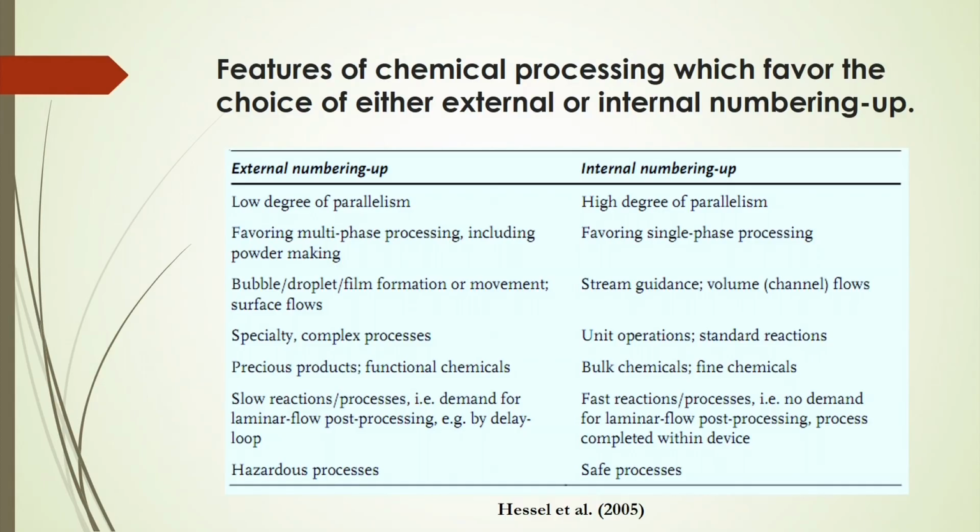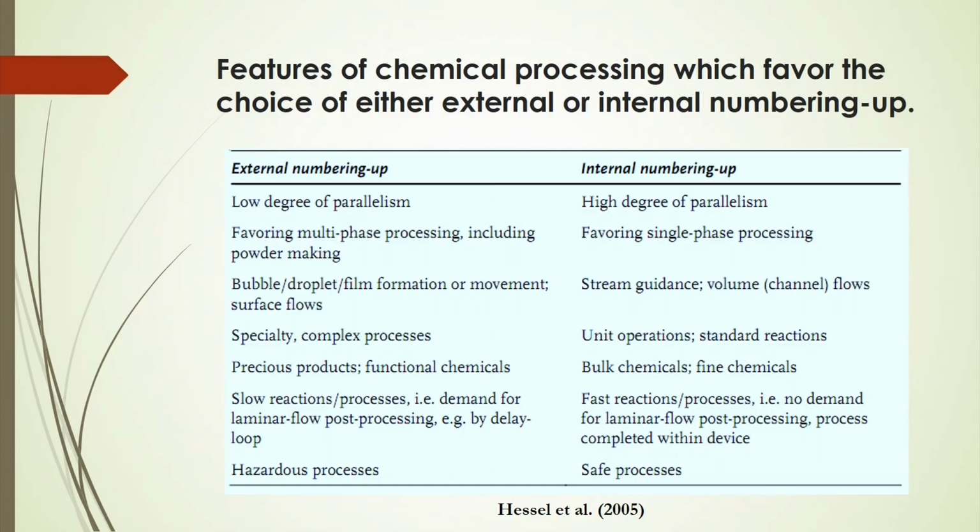functional chemicals that you can use for synthesis. And in this case you will see some slow reactions or processes, and also there are several demands for laminar flow post processing, just by a delay loop, in this particular external numbering up. Whereas you can handle hazardous processes also by this external numbering up system, whereas in the case of the internal numbering up system, a high degree of parallelism you can get compared to external numbering up.